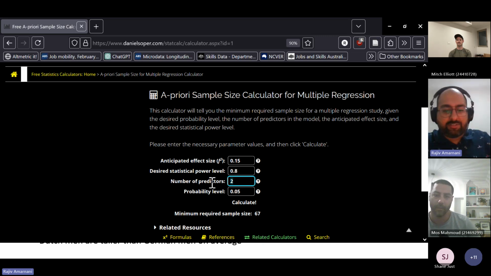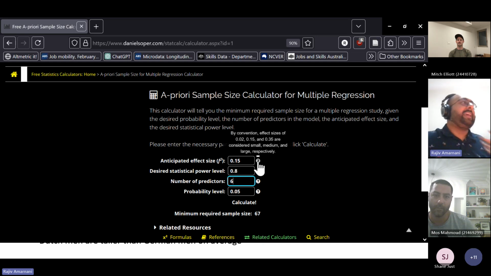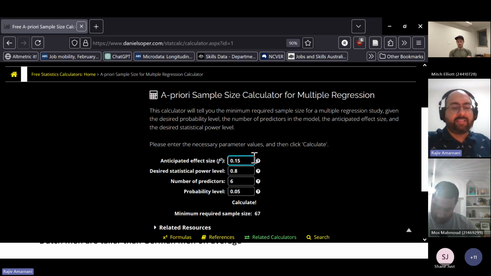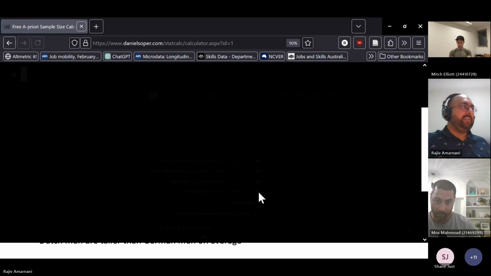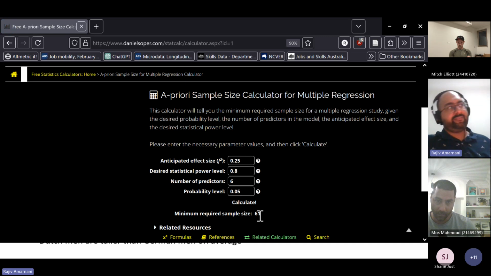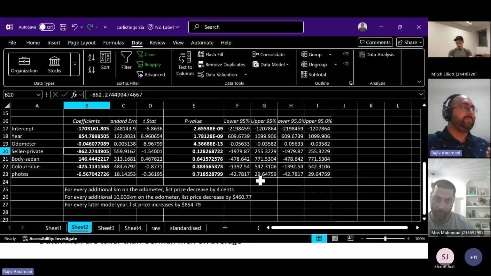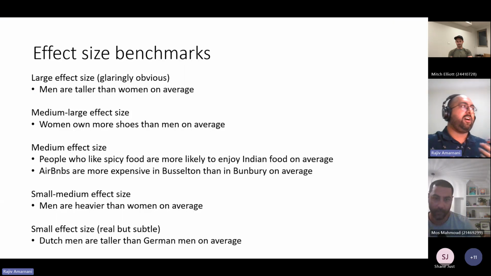Let's go back to our full 6 predictor model and say, okay, we can't find medium effects. What if we're okay with medium to large effects, something like a 0.25? 61. Now we have enough. So we can have all these predictors in, but just so you know, we can only find effects that are medium to large and trust that they are genuine.